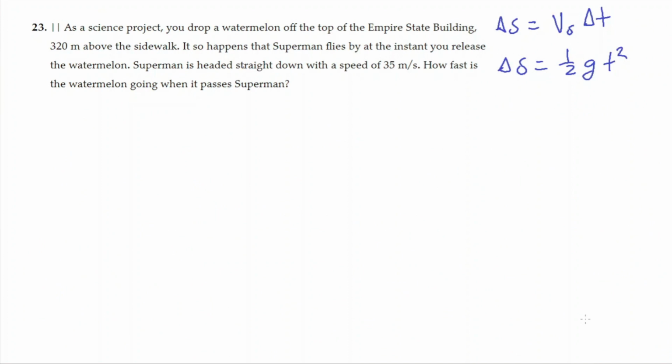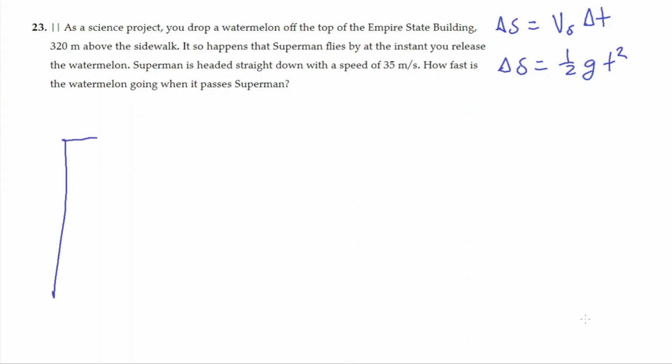So as a science project, you drop a watermelon off the top of the Empire State Building, 320 meters above a sidewalk. It so happens that Superman flies by at the instant you release the watermelon. Superman is headed straight down with a 35 meters per second velocity. How fast is the watermelon going when it passes Superman?